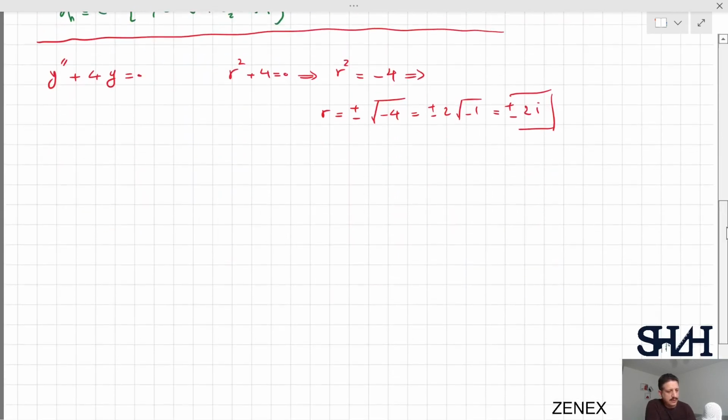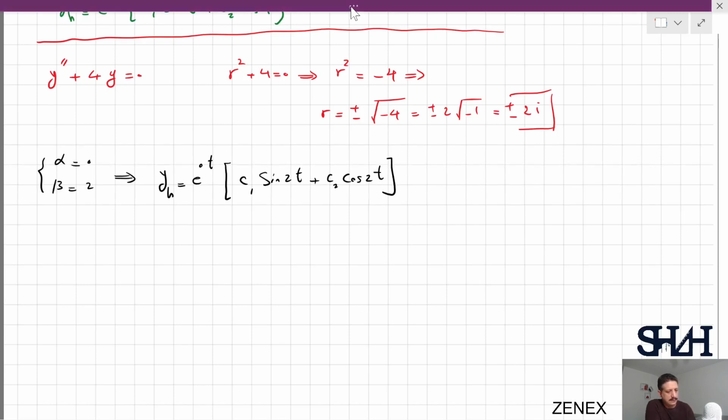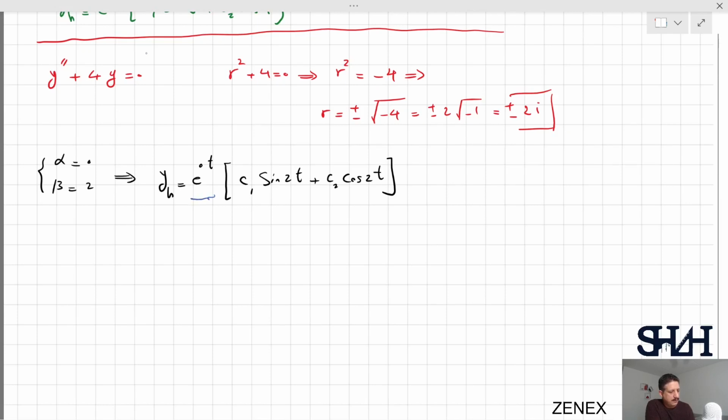So here we do not have any alpha. Alpha is 0, and beta is the imaginary coefficient. The homogeneous answer will be e^(0t) times (c1 sin 2t plus c2 cos 2t). e^(0t) is 1. As a result, the homogeneous answer will be c1 sin 2t plus c2 cos 2t.